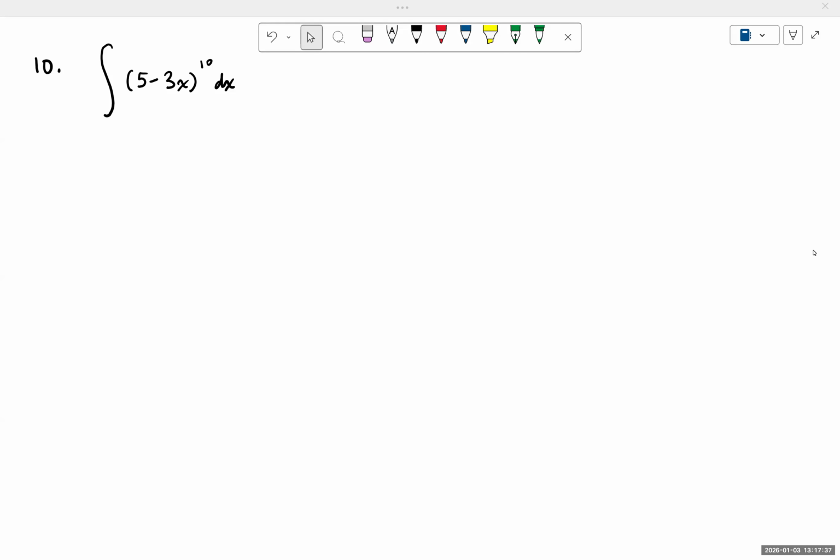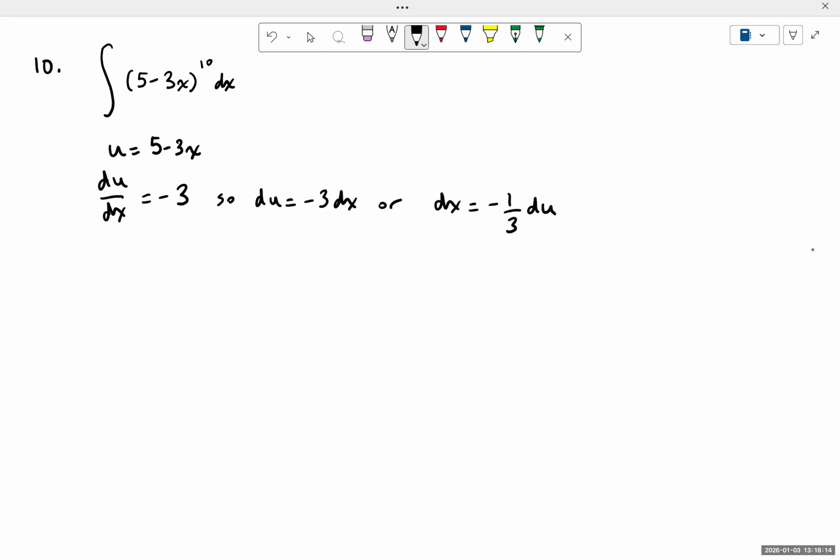So I'm going to make the substitution that u is the inside function. And then what I'm going to do is change all of the x's to u's, right? So clearly I can put in u inside the parentheses, but also I have this dx. So I have to always substitute for the dx. So then I do du dx here is minus 3. So du is minus 3 dx, or dx is negative 1/3 du, right? If I'm just going ahead and substituting.